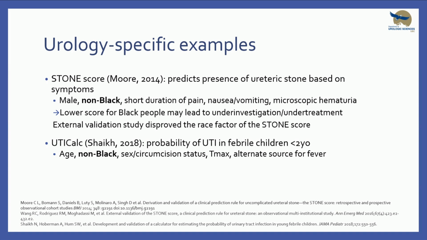There's also the UTICalc, which was published in JAMA Pediatrics in 2018 by a group out of Philadelphia, which again is a clinical score calculating the probability of UTI in a febrile child under the age of 2. Their risk factors include age, non-Black, sex and circumcision status, maximum temperature, and alternate source for fever. And similarly, they give a lower score by default to patients who are Black, which could again lead to under-treatment.